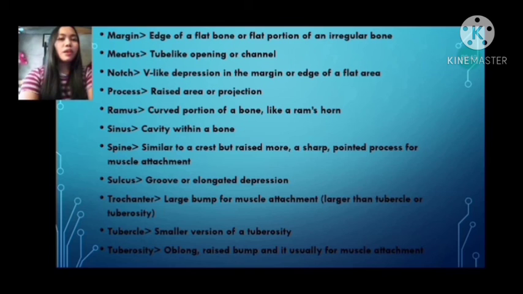Process, a raised area or projection. Ramus, a curved portion of a bone like a ram's horn. Next is sinus, a cavity within a bone. Spine is similar to the crest but raised more, a sharp pointed process for muscle attachment. Sulcus, a groove or elongated depression. Trochanter, a large bump for muscle attachment, larger than a tubercle or tuberosity. Tubercle, a smaller version of a tuberosity.